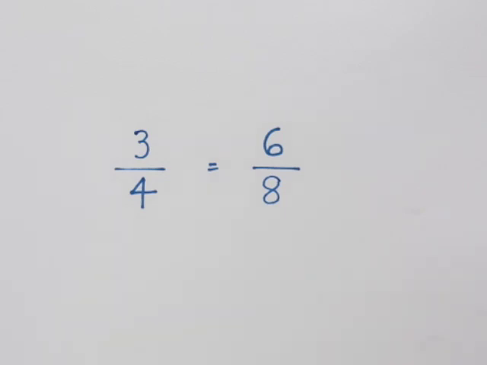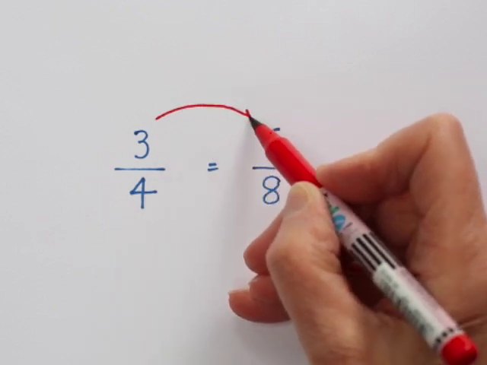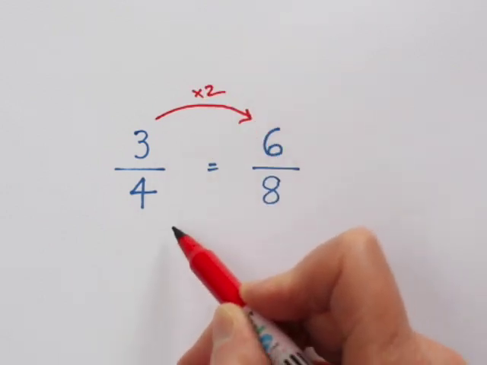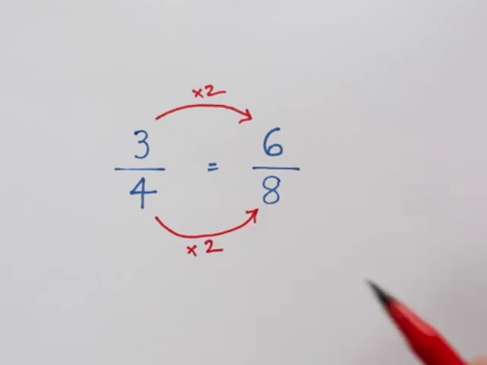You'll see that the top number and the bottom number of the fraction each become twice what they were before. The top is multiplied by 2 and the bottom is multiplied by 2. It's a general rule that if you multiply the top and bottom of a fraction by the same number, the result will always show the same proportion.